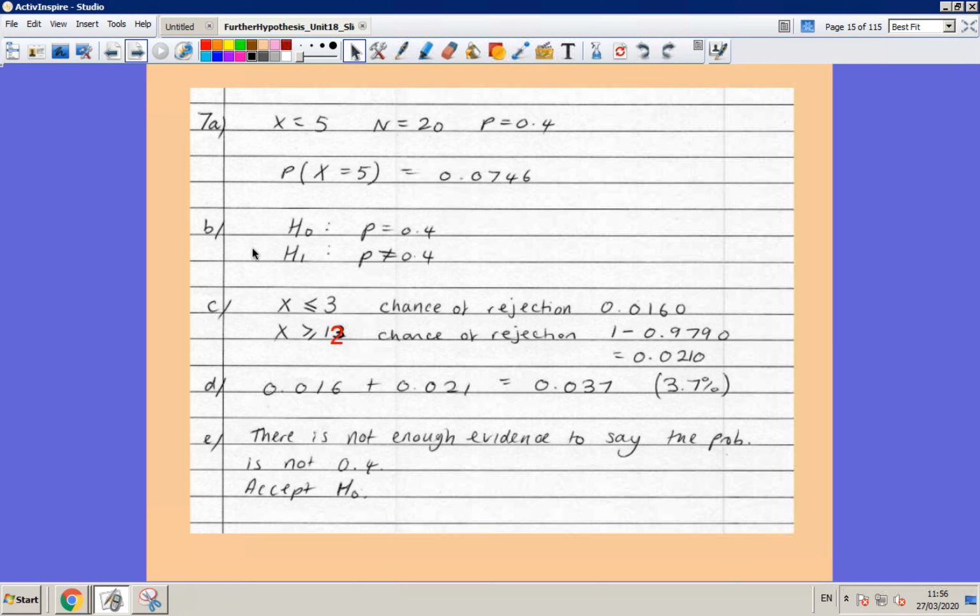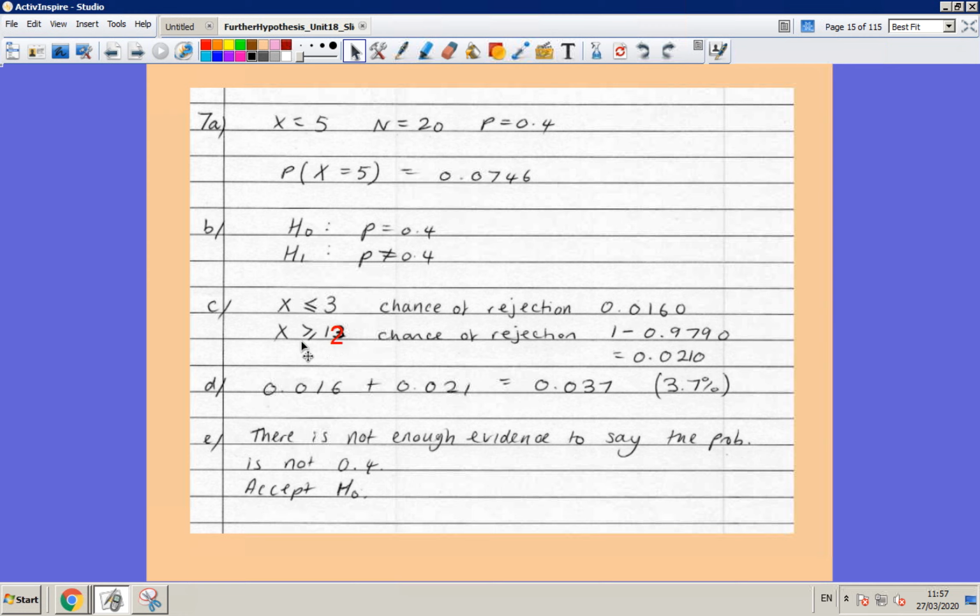What we should find is that the probability of getting X less than or equal to 3, so of getting 3 sixes out of 20 or something less extreme, is the first event that has a probability less than 5%, and in fact it has a probability of 1.6%.